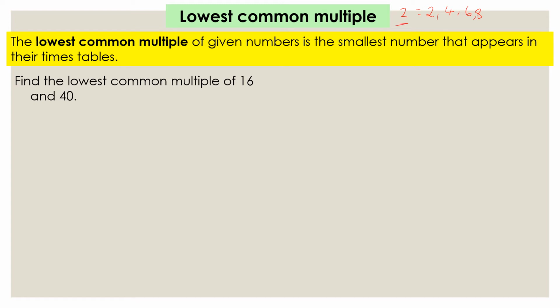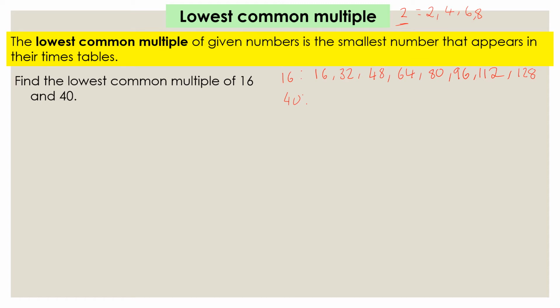So that means the first method we can use to find the lowest common multiple is to literally write out the times tables. So if I do 16, 32, 48, 64, 80, and I'll go up to 96. Might need to go a little bit higher actually, so let's do 112, 128, and I think I'll stop there for now.